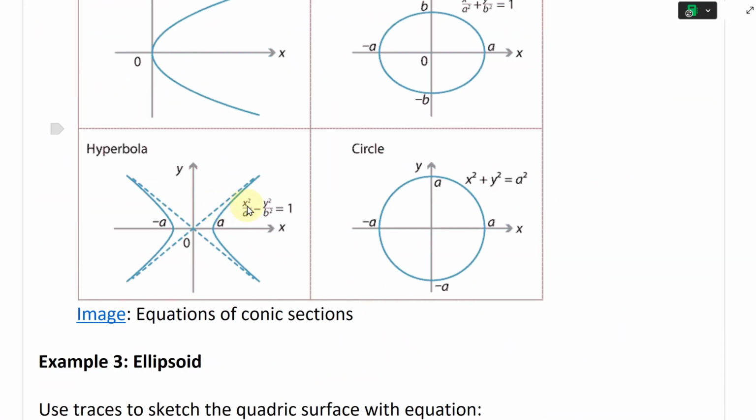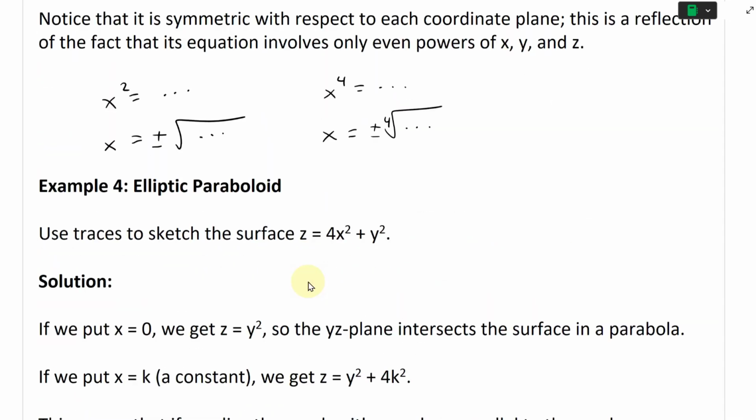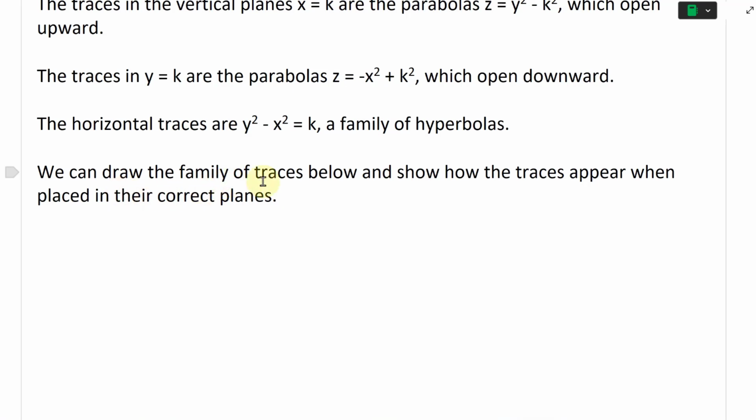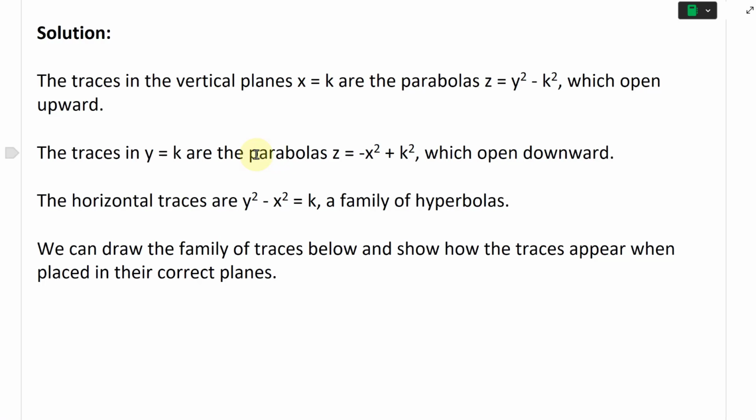There's a hyperbola, so x squared divided by a squared minus, so there's that minus as opposed to the plus for the ellipse, so minus y squared divided by b squared equals 1. So epic stuff there. All right, going further, we can draw the family of traces below and show how the traces appear when placed in their correct plane. So this is actually going to be the hardest, most tedious one manually, but it's pretty epic stuff what shows up.